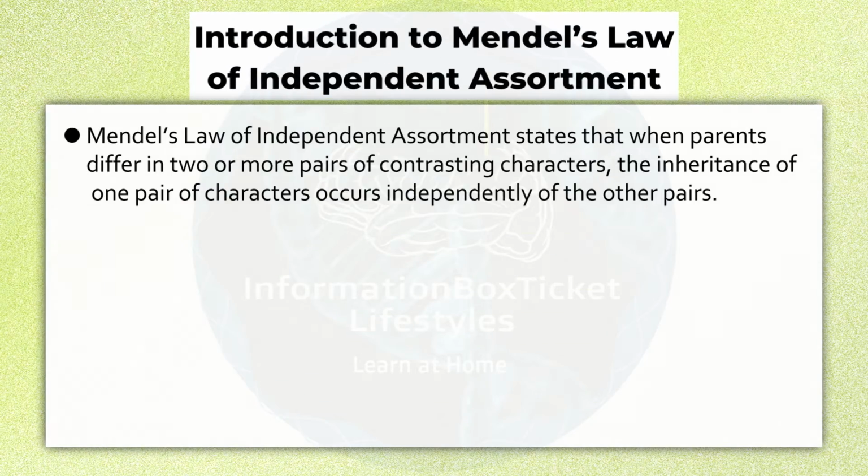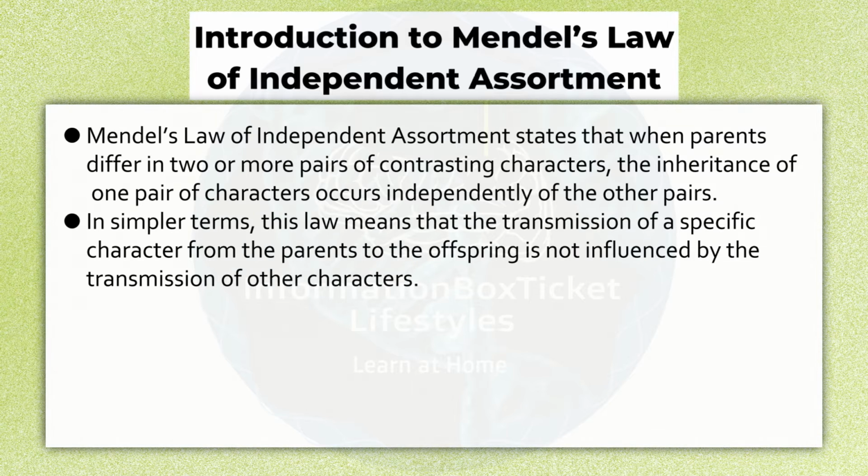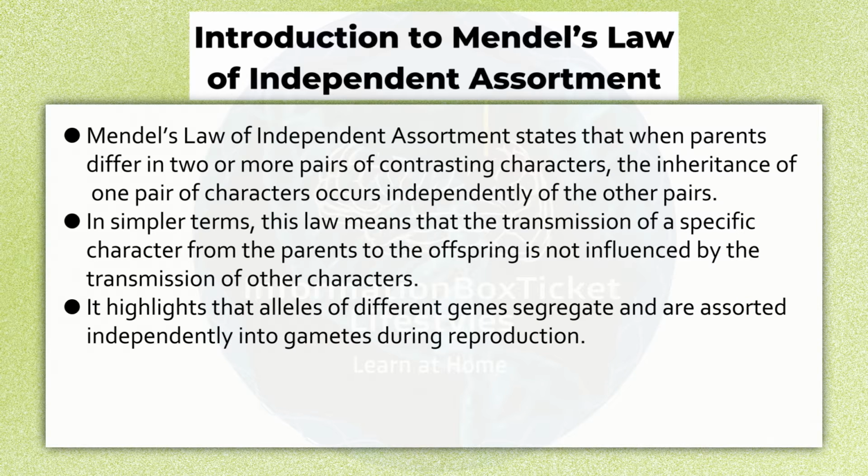Mendel's law of independent assortment states that when parents differ in two or more pairs of contrasting characters, the inheritance of one pair of characters occurs independently of the other pairs. In simpler terms, this law means that the transmission of a specific character from the parents to the offspring is not influenced by the transmission of other characters. It highlights that alleles of different genes segregate and are assorted independently into gametes during reproduction.